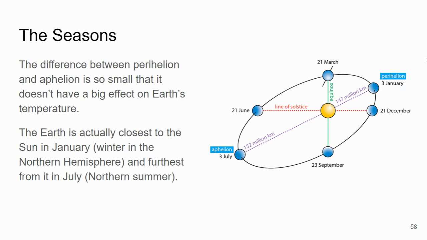But key idea: we're actually closest to the sun in January, which in the northern hemisphere where we live, is winter. And we're furthest from the sun in July, which is northern summer. So the fact that we have seasons, and it's cold in winter and warm in the summer, is not because of the varying distance of the Earth from the sun. It has much more to do with what we're going to learn about on the next slide.